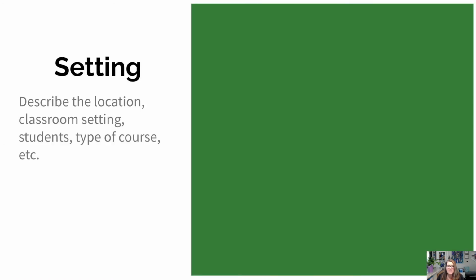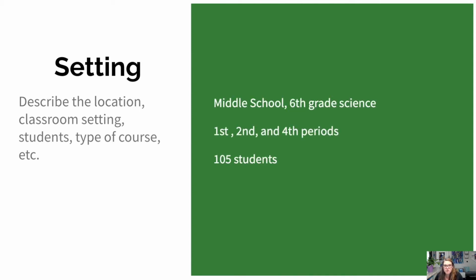So first, the setting. You're going to look at some kind of example. You want to pick where you're going to focus. And so the example here might be a middle school 6th grade science. You're going to document which periods, first, second, fourth period here. You've got about 100 students.